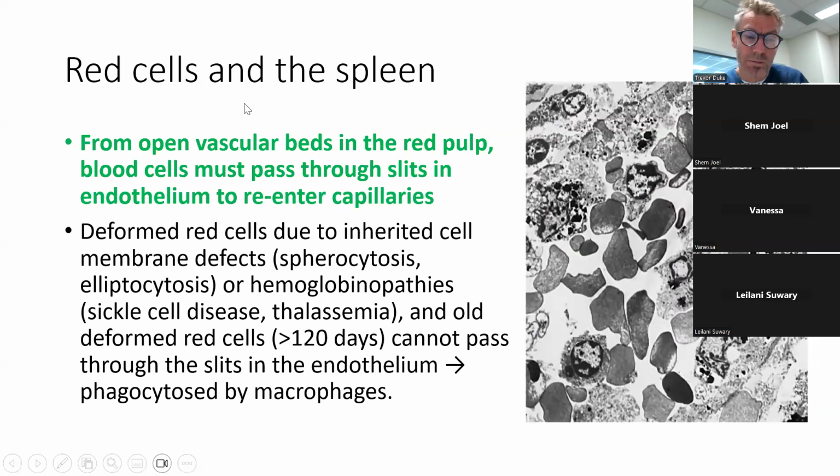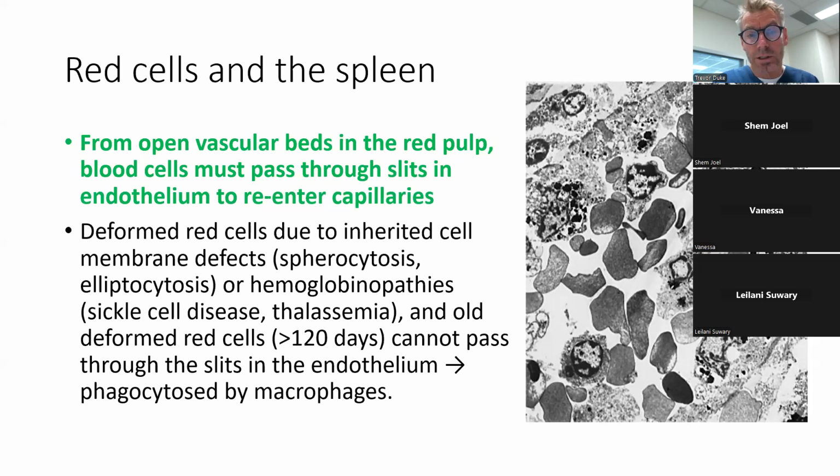I've just mentioned this, but this is a photomicrograph of the vascular sinusoids, and you can see lots of red cells and lots of white cells and macrophages there. And if there's red cells that are out of shape, then they can't pass through the slits in the endothelium to re-enter the capillaries. They're just sitting in those vascular sinusoids.